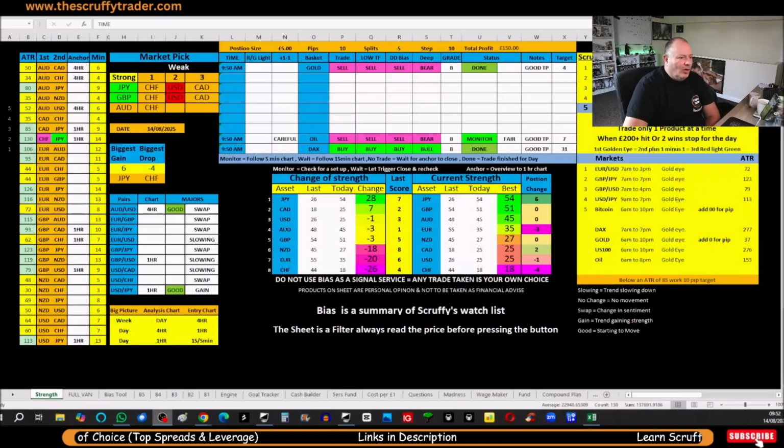Okay guys, I'm going to be looking at oil. Now I'm doing this for the group following on from the call we had earlier on. I'm looking to sell it, and I'm looking to sell it for about 7 pips.